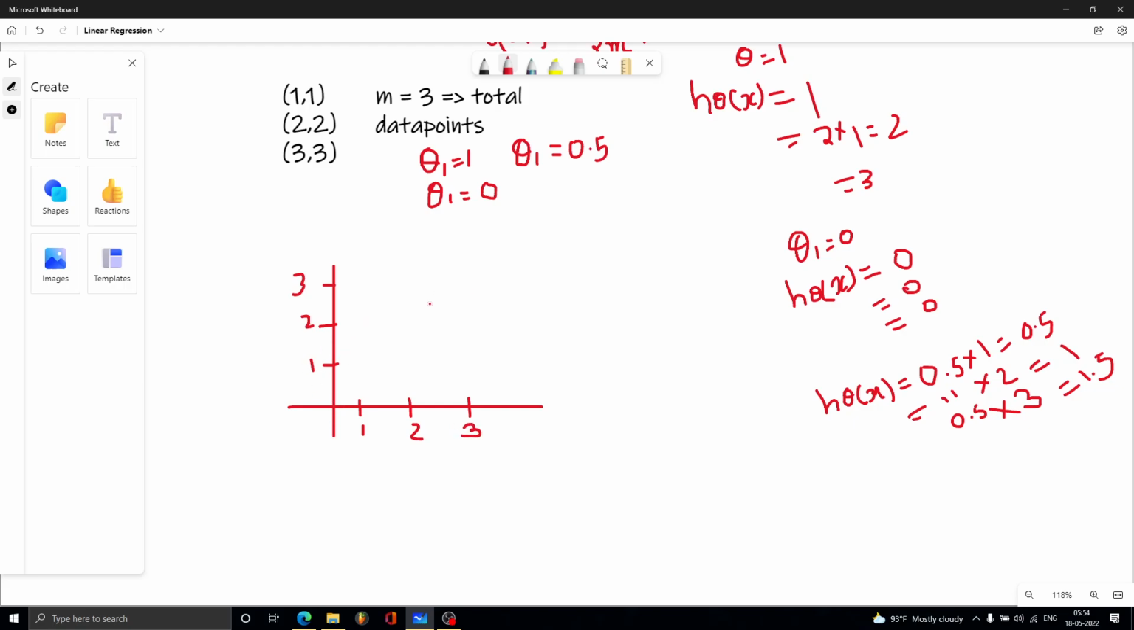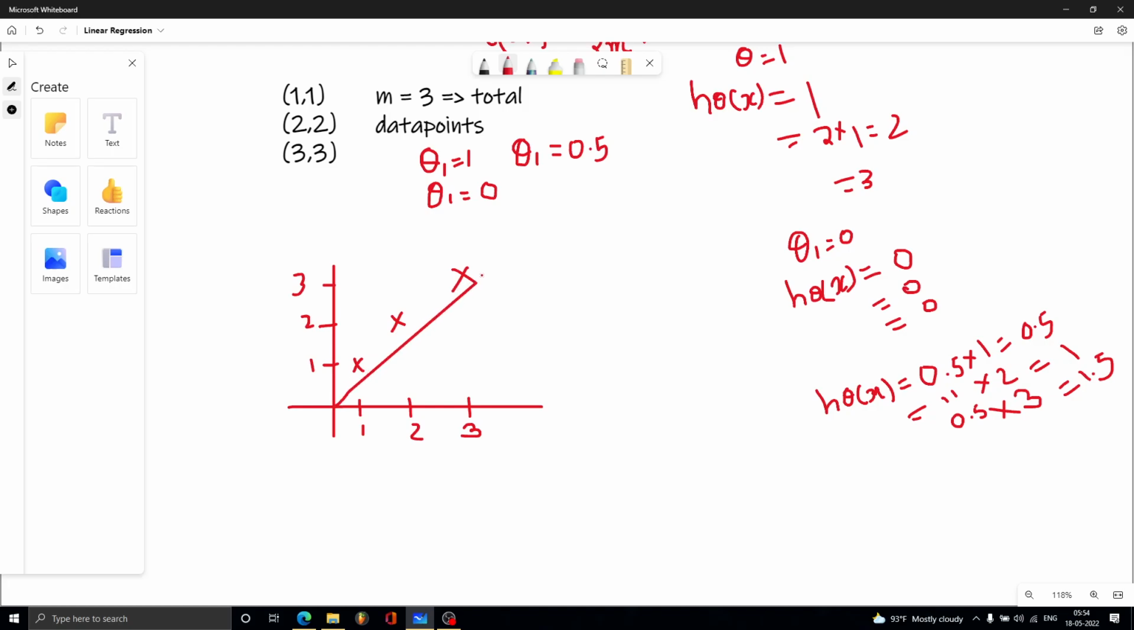So what are my actual points here? My actual point is somewhere here: 1 for 1, for 2 it is 2, and for 3 it is 3. And for the first instance, for theta 1 equal to 1, how are we getting the values? We are getting the values in this manner, right?